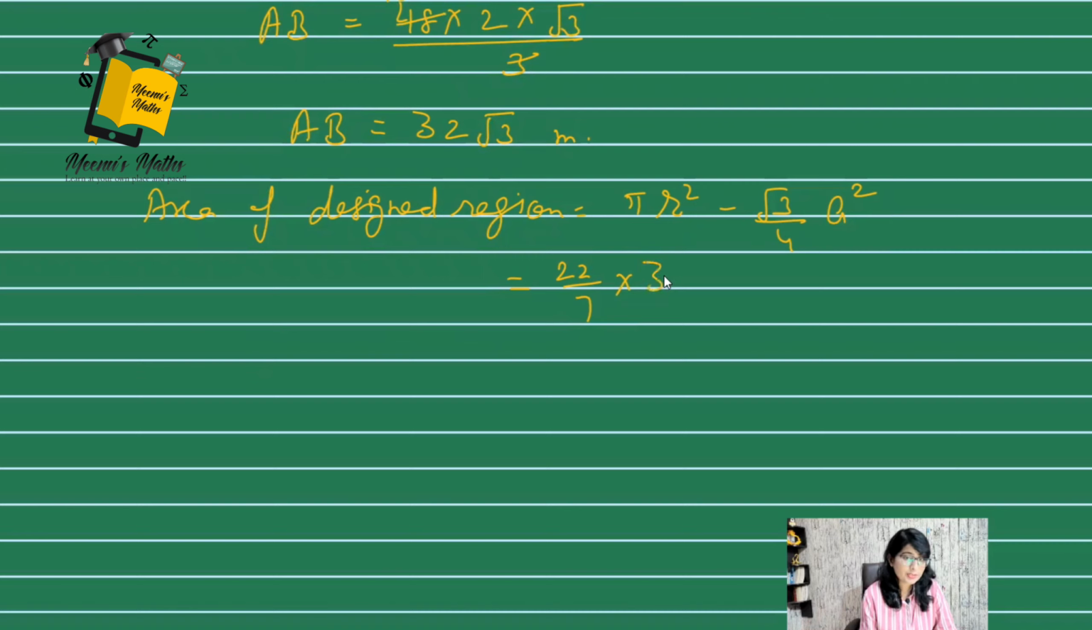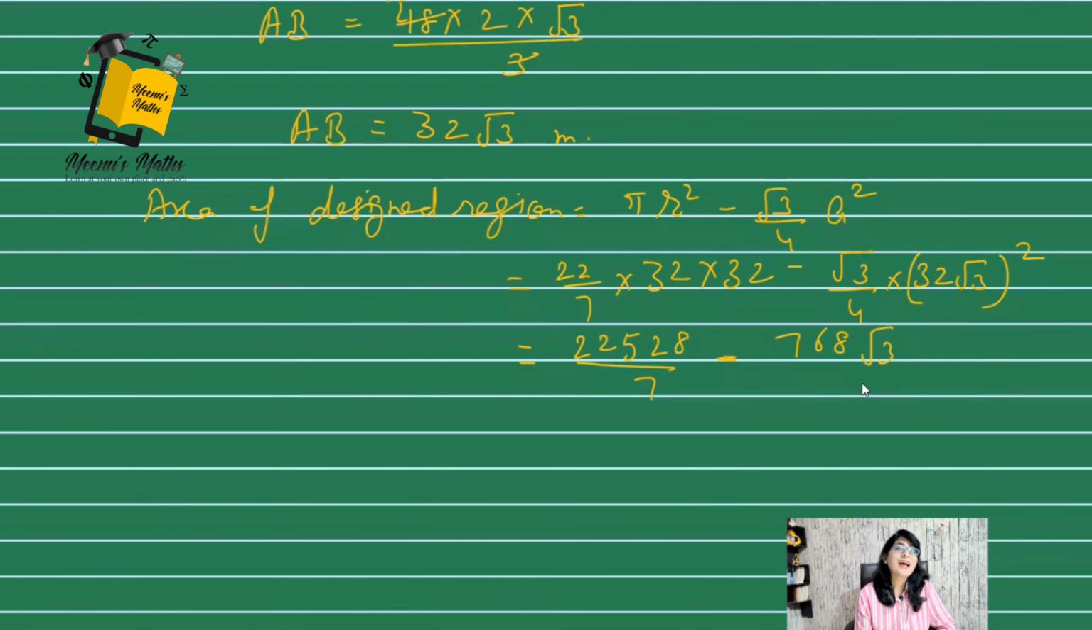What about radius? Radius was 32 minus root 3 by 4. If I talk about a, now our a is this 32 root 3 whole square. Solve it, you will get the answer. After solving, we get 22,528 upon 7 minus, after solving this, we will get 768 root 3. Just stop here, there is no need to solve further than this. This is your area. Write down the unit meter square.